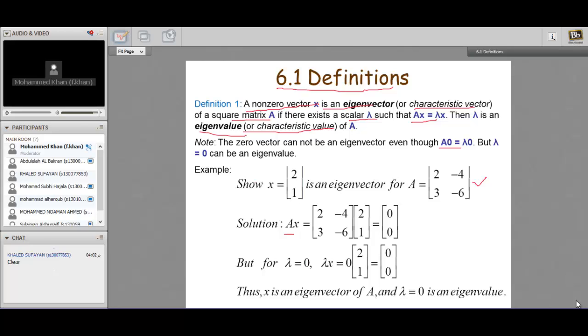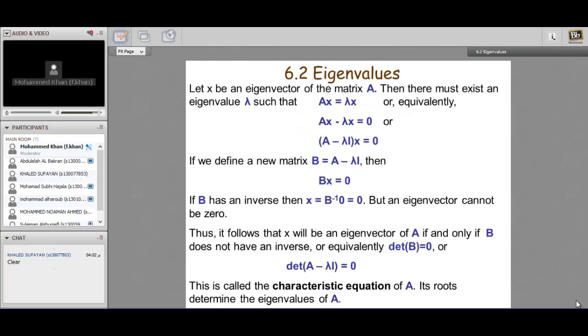But we will see more examples, and from these examples we can understand. Let x be an eigenvector of a matrix, then there must exist an eigenvalue lambda such that Ax is equal to lambda x, or we can write Ax minus lambda x is equal to 0. Or we can take x common and write (A minus lambda I) x is equal to 0.